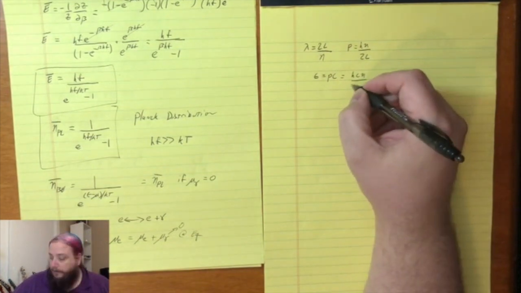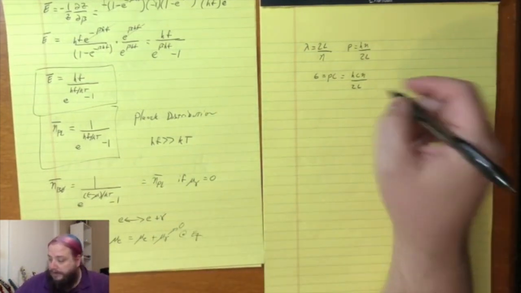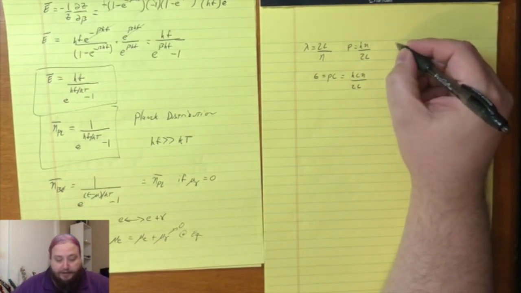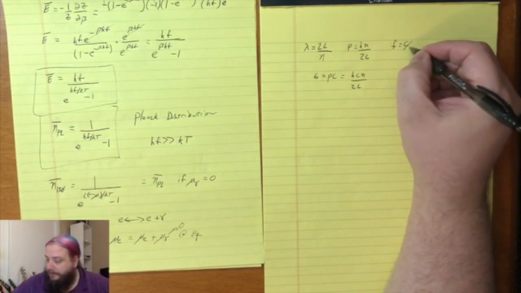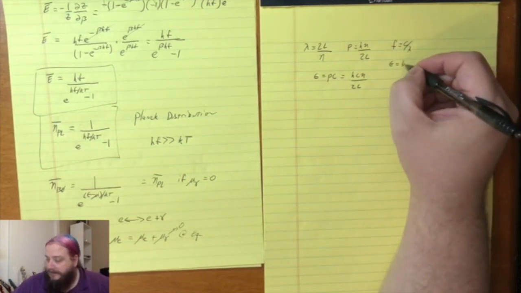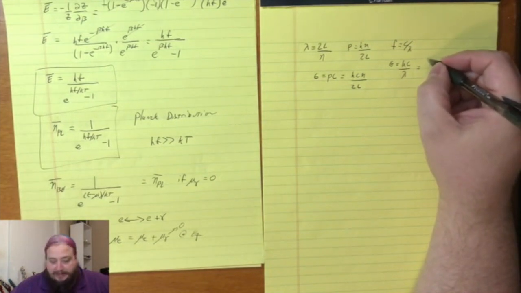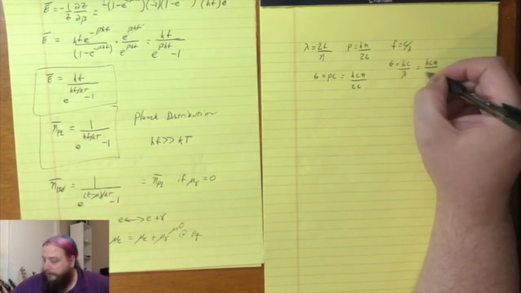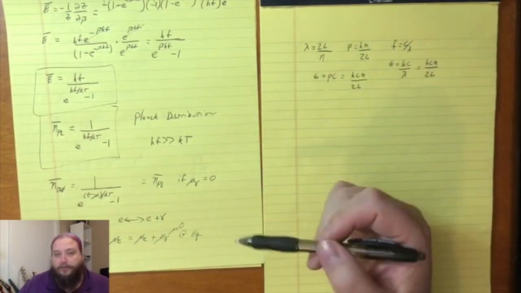hcn over 2L, where again n can be n equals 1, n equals 2, n equals 3, n equals 4, and so on. We could associate more typical waves with these by saying the frequency of our wave is the speed of light over the wavelength. The energy is hc over lambda, which is again hcn over 2L. These are the allowed energy modes for our system. So this would all be for one dimension.